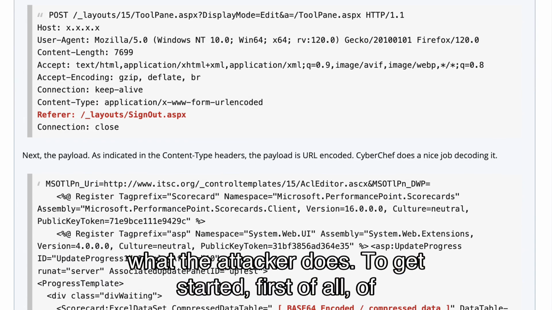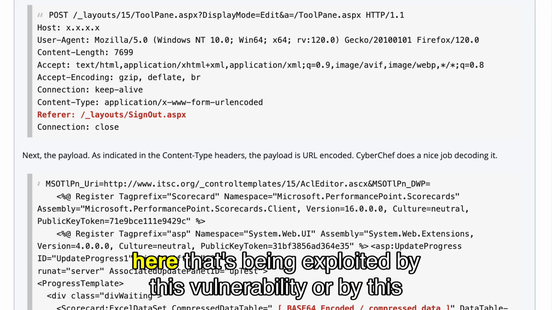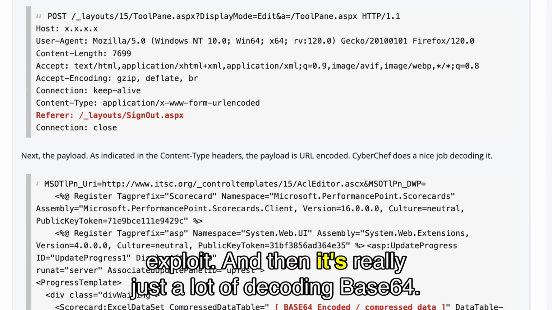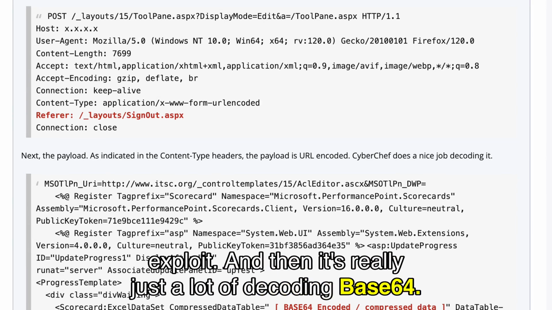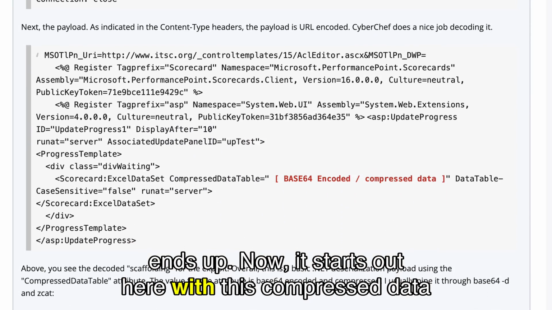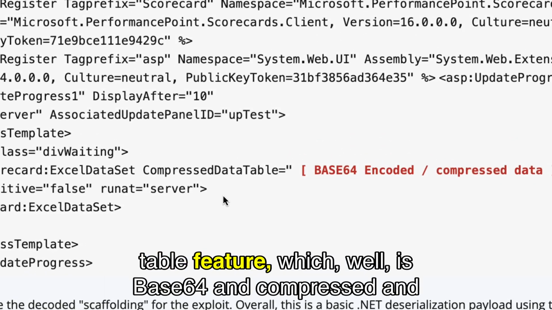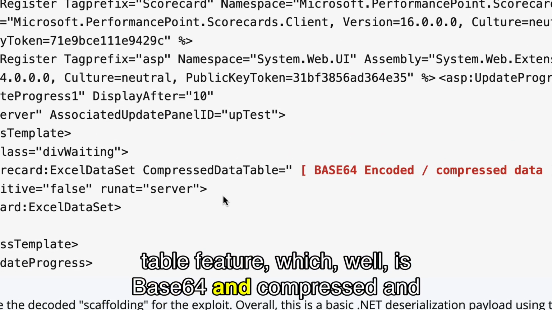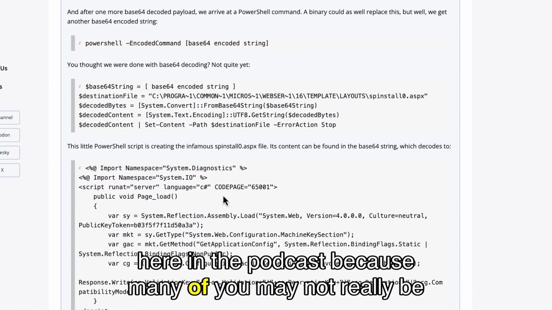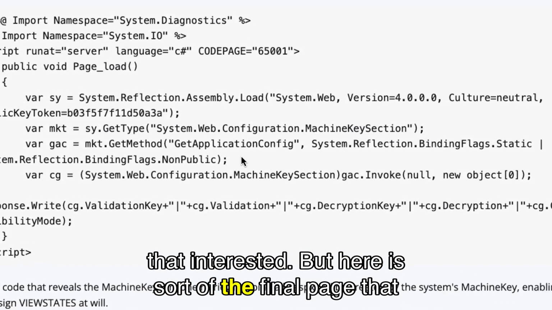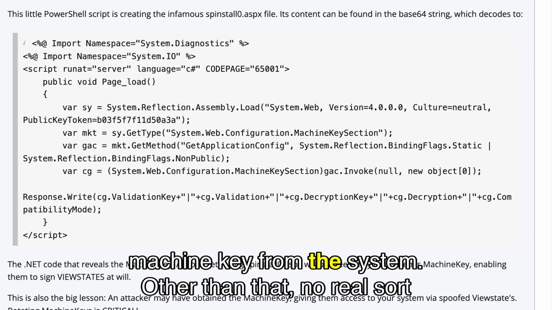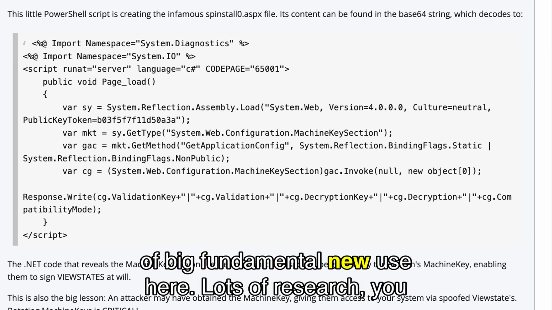To get started, first of all, of course, there is the referer. That's one of the key features here that's being exploited by this vulnerability or by this exploit. And then it's really just a lot of decoding base64. So there's base64 and base64. That's sort of what it all ends up as. Now it starts out here with this compressed data table feature, which is base64 and compressed, and moves on from there. I don't want to go over everything here in the podcast because many of you may not really be that interested in it. But here is the final page that was uploaded by some of the early exploits that stole the machine key from the system. Other than that, no real big fundamental new use here.